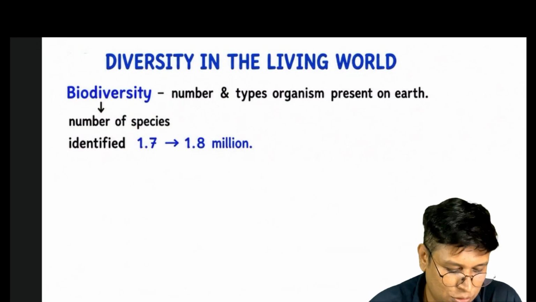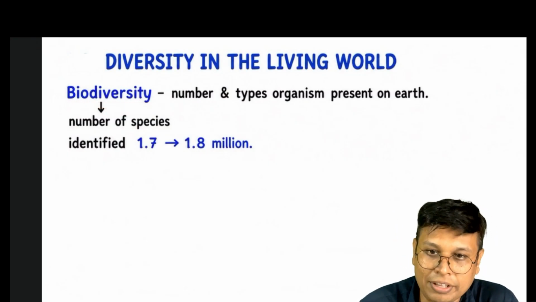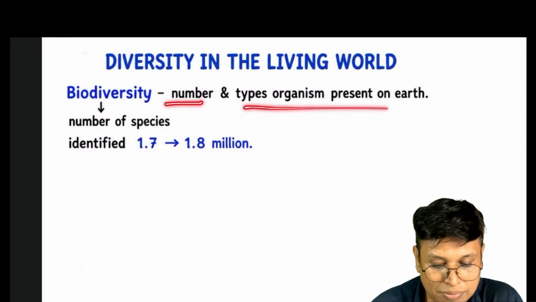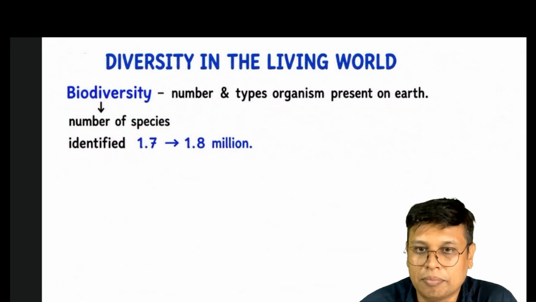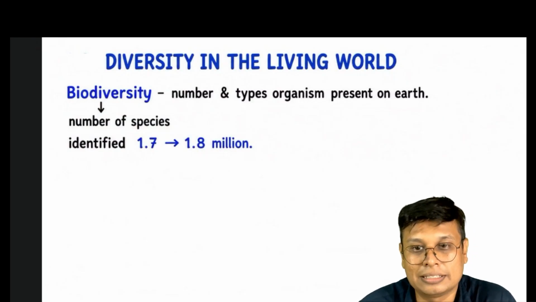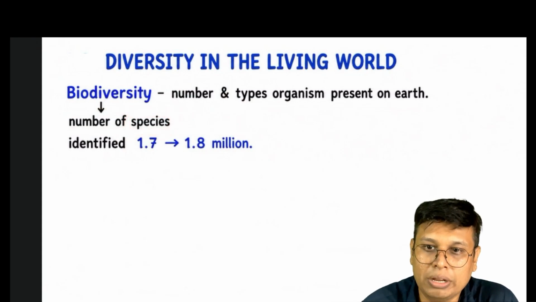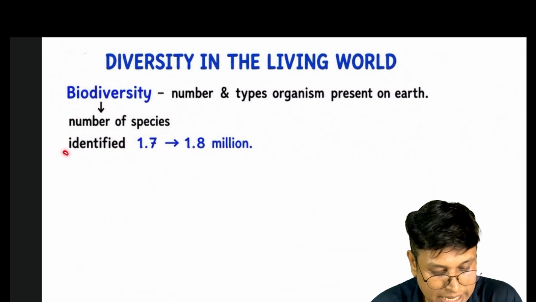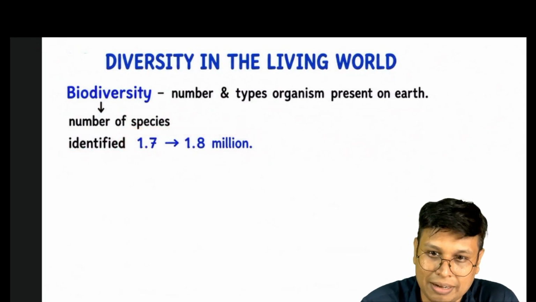So let's begin. So what is biodiversity? Biodiversity is simply living variety, living organisms variety. So the number and types of organism present on earth is called as biodiversity. Very simple. Number can be a population number or species number. Types of organisms means specifically it is a species. Okay. So only one type of organism will be present in a species. Such species identified by humans are 1.7 to 1.8 million.